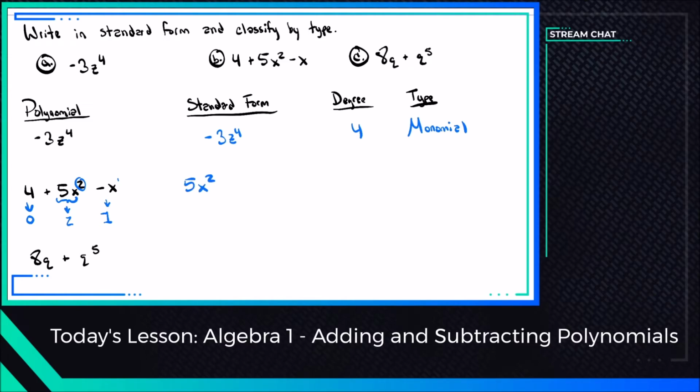Next, we're going to identify our next smallest degree. That's this degree of 1 right there. So that's going to be a negative x. Remember to keep the negative with the x. And then finally, we will put on the constant at the end. So we have 5x squared minus x plus 4. And the largest degree is the degree of the entire polynomial. So that would be this 2 right there. And because there's 1, 2, 3 terms here, that's going to be a trinomial.